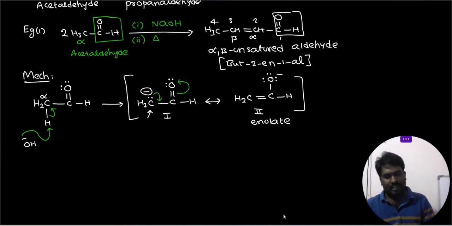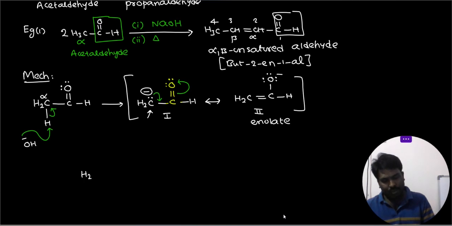Only which is stabilized? Alpha carbanion, because that is adjacent to the C=O group. Understood? That is the reason why only the alpha hydrogen is eliminated. Clear? Now, from these two resonance structures, you can take any one of them.